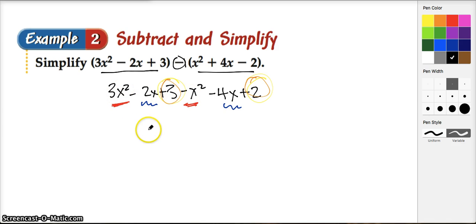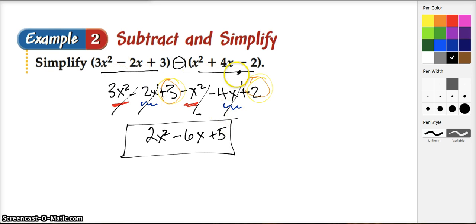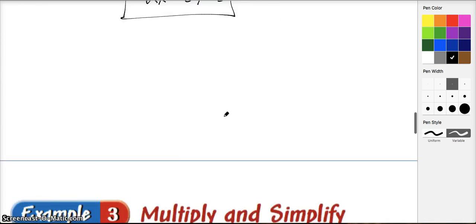3x squared minus x squared is going to leave me with 2x squared. So I've taken care of those guys. Minus 2x and a minus 4x gives me a minus 6x. Taking care of those guys. And finally, this 3 and this 2 come together to give me 5. So I have done the thing. I've subtracted these two polynomials, which both happen to be trinomials, and my result was a trinomial, and I'm done.